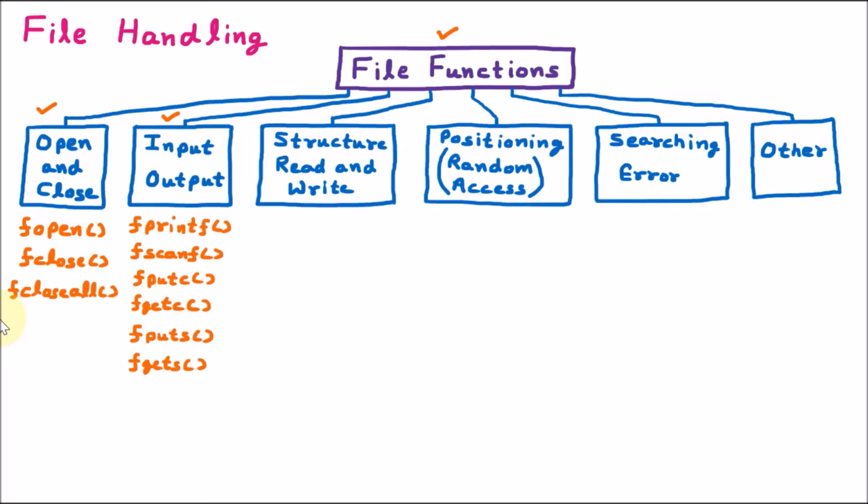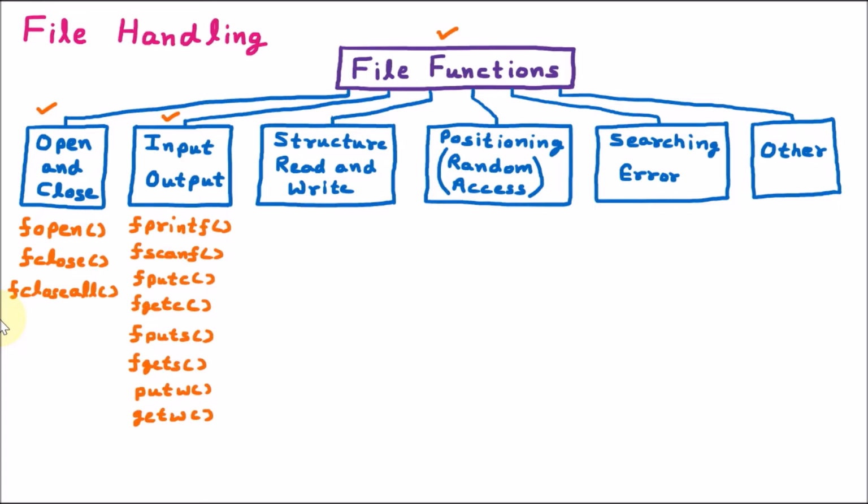The next functions are putw and getw. Here W signifies integer. Here we are using putw, means we are writing integer onto the file, and then we have getw, means we are reading integer from the file.